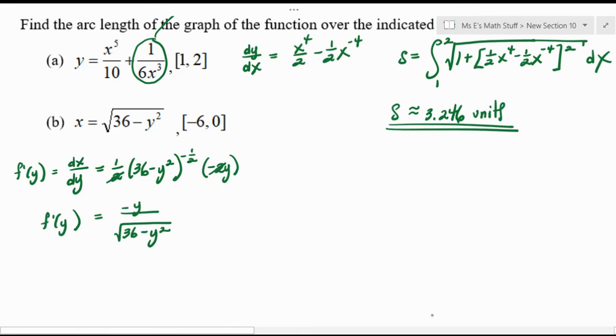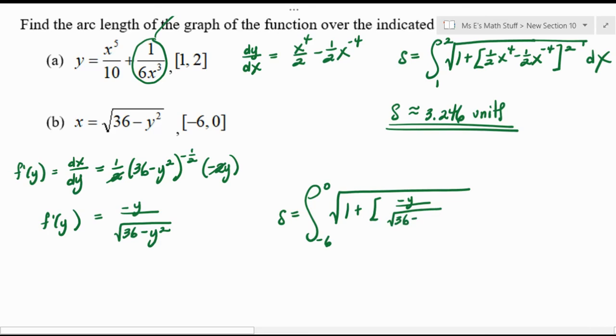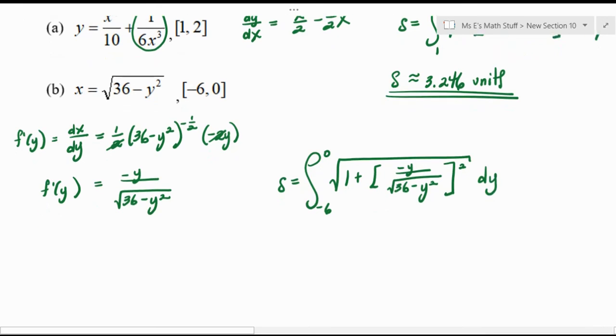Okay, so my setup for arc length then would be the integral from -6 to 0 of the square root of 1 plus f prime of y squared dy. Almost said dx there. Oops, make that a little more purposeful looking.